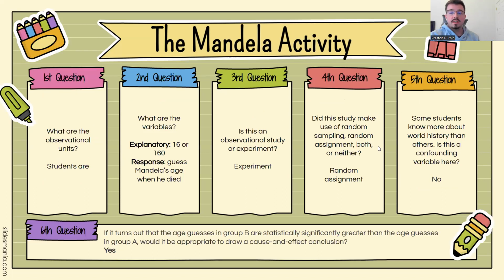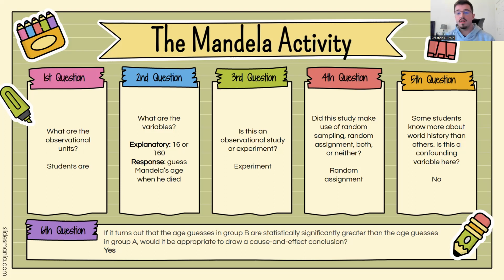And we have 6 questions for the students to discover. The first question is, what are the observational units? In this case, the students are. The second question is, what are the variables? The explanatory variable is 16 or 160 years, and the response variable is the guess of Mandela's age when he died. The third question is, is this an observational study or an experiment? And we have an experiment in this particular case, as it is controlled by the teacher.